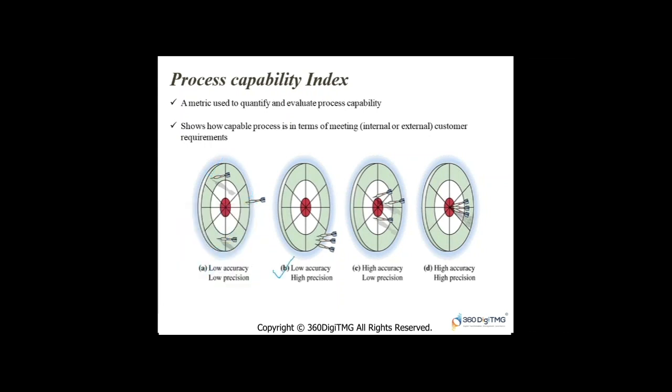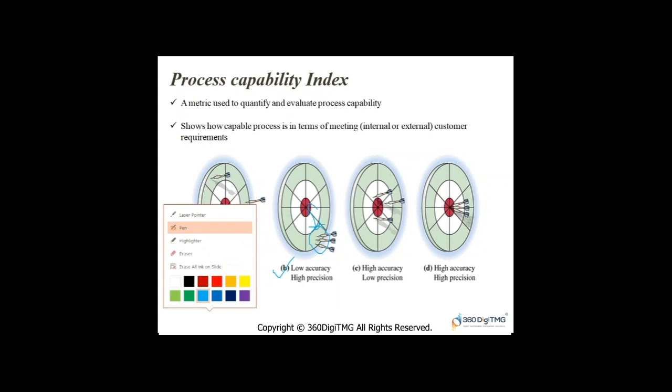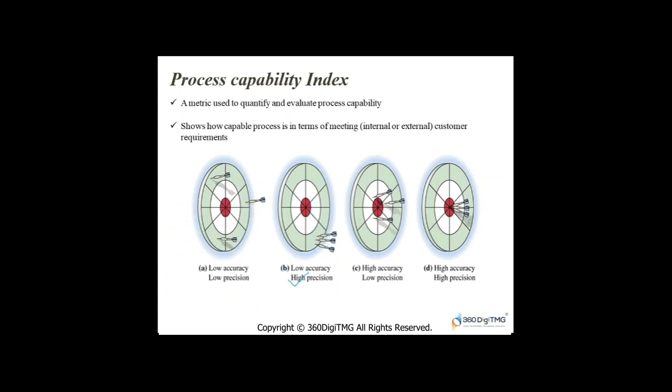Let us look into example 2. It is low in accuracy because these dart points are away from my target. That's fine. Why is it high in precision? Because these dart points are closer to each other.